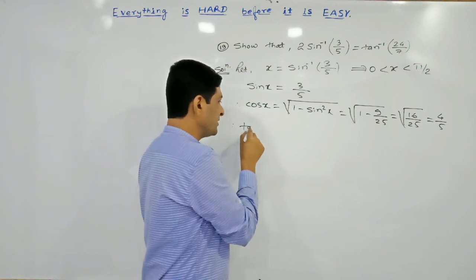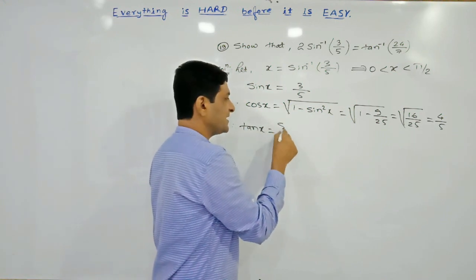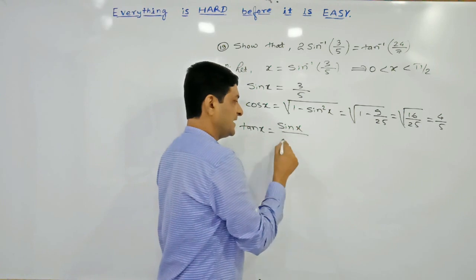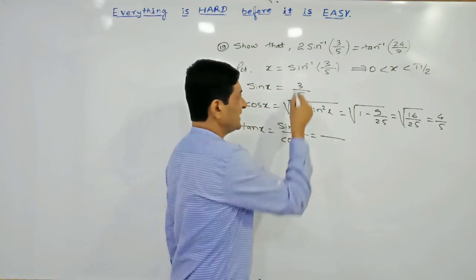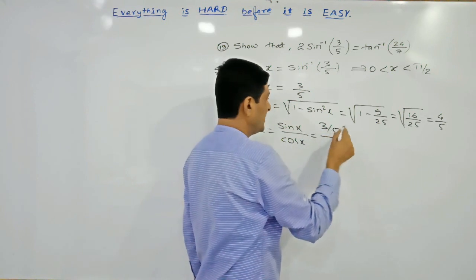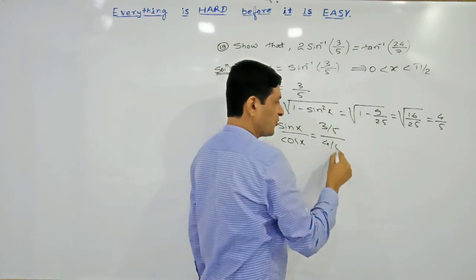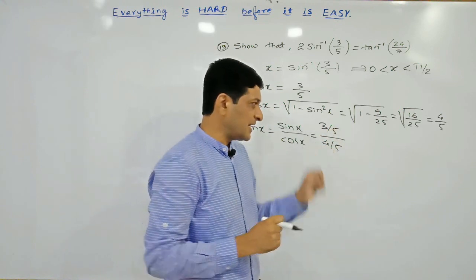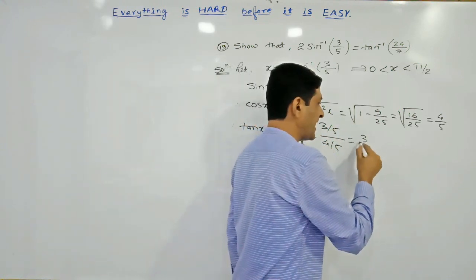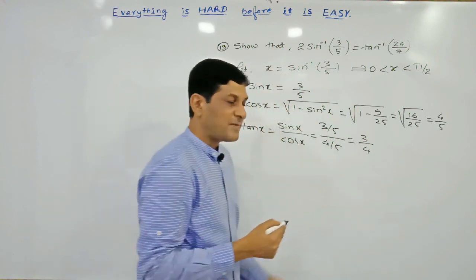Therefore tan x will be equal to, can I write it as sin x upon cos x? Yes, it can be written as sin x upon cos x. Now replace sin x by its value 3 by 5 and cos x by its value 4 by 5. After simplifying, see what we'll get. 5 will get cancelled. Here we will get 3 by 4. Means 3 by 4 is the value of what?